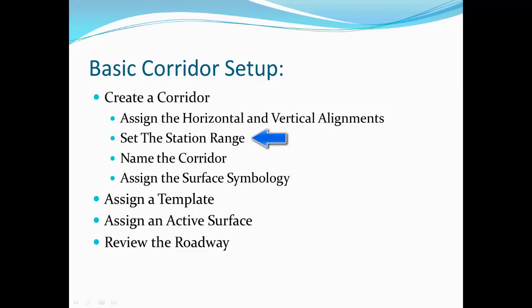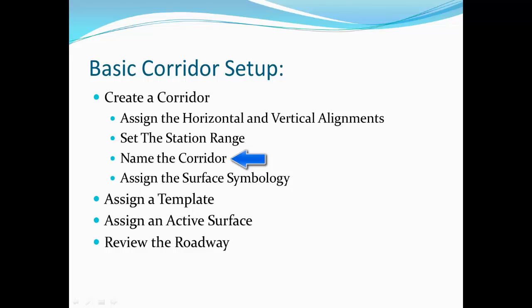That's an important point. If your horizontal stationing begins at station 10 plus 00, but your vertical alignment stationing does not begin until 10 plus 50, you will only be able to create a corridor for the roadway beginning at station 10 plus 50. What you name the corridor will also be the surface name when you process the 3D model.